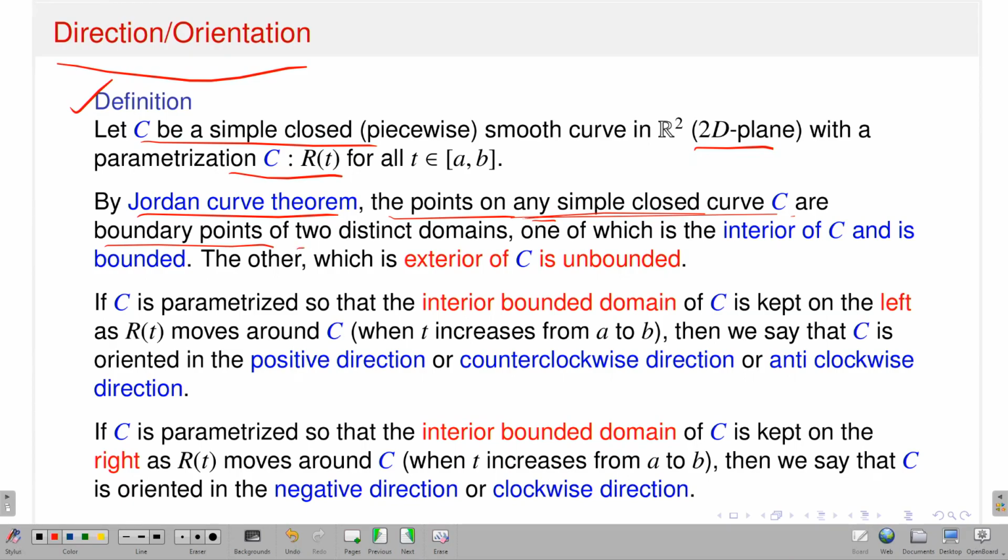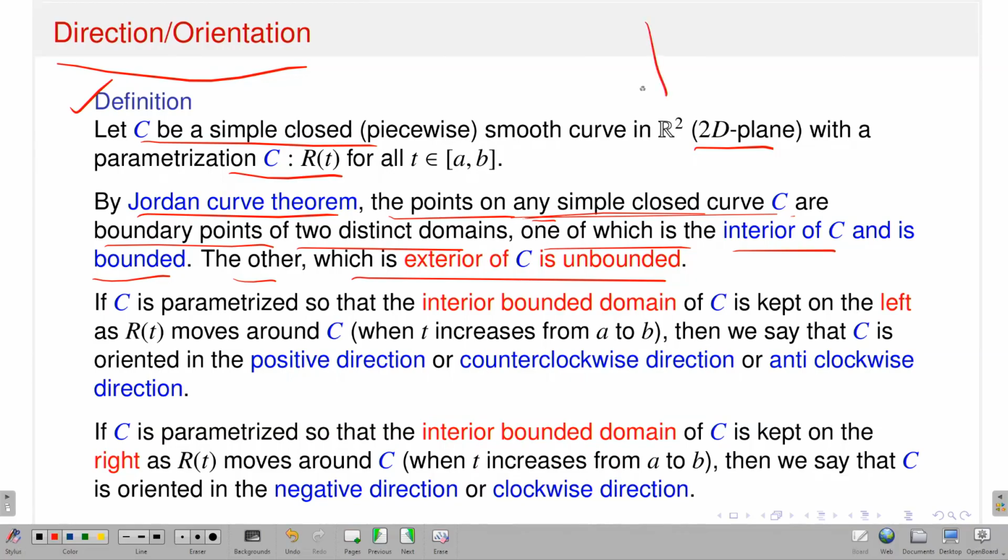What are the domains? One of which is the interior of C and is bounded, and the other one which is the exterior of C and which is unbounded. Okay. So, what is the Jordan curve theorem? It says that if I have a simple closed curve C, then the points on this curve are actually the boundary points of two distinct domains. One is the domain bounded by that simple closed curve, that is the bounded domain, which is the interior one, and the other is the exterior, the outside, that means the unbounded one.